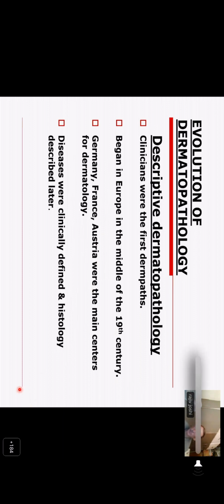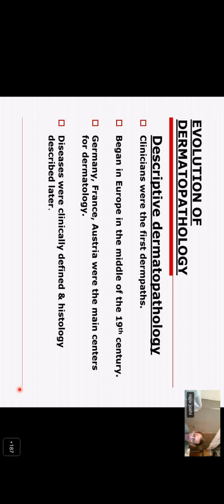It started off as descriptive dermatopathology. Because clinicians or dermatologists were the first dermpaths, they used to see the patient. This all started after Virchow started surgical pathology in the 1830s and 40s. So by the 1850s, the clinicians were taking their own biopsies, looking at them under the microscope and reporting the findings, and then correlating the clinical findings with the histological findings. And that's how diseases were being described.